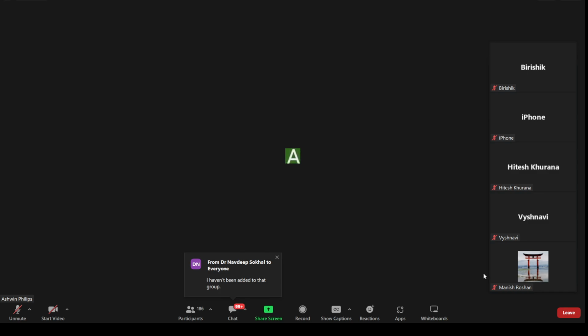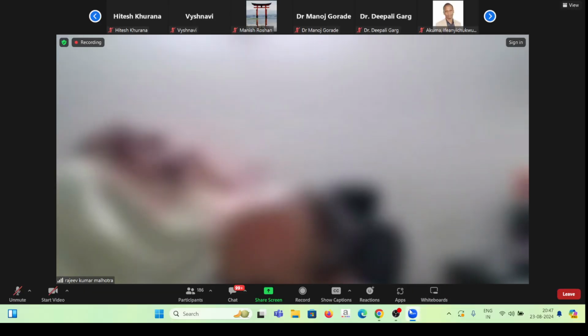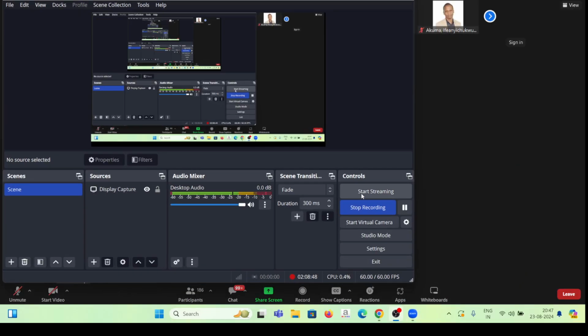So for retrospective studies where you are looking at treatment outcomes over a period of 5 years, why do you need a sample size calculation? Because you are going to take all patients that have come to your institution.